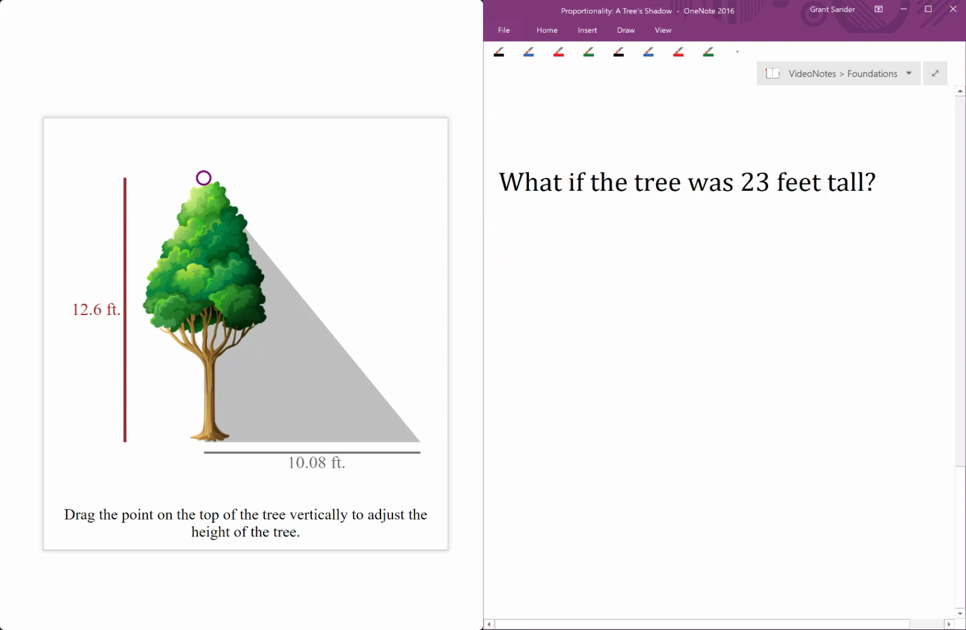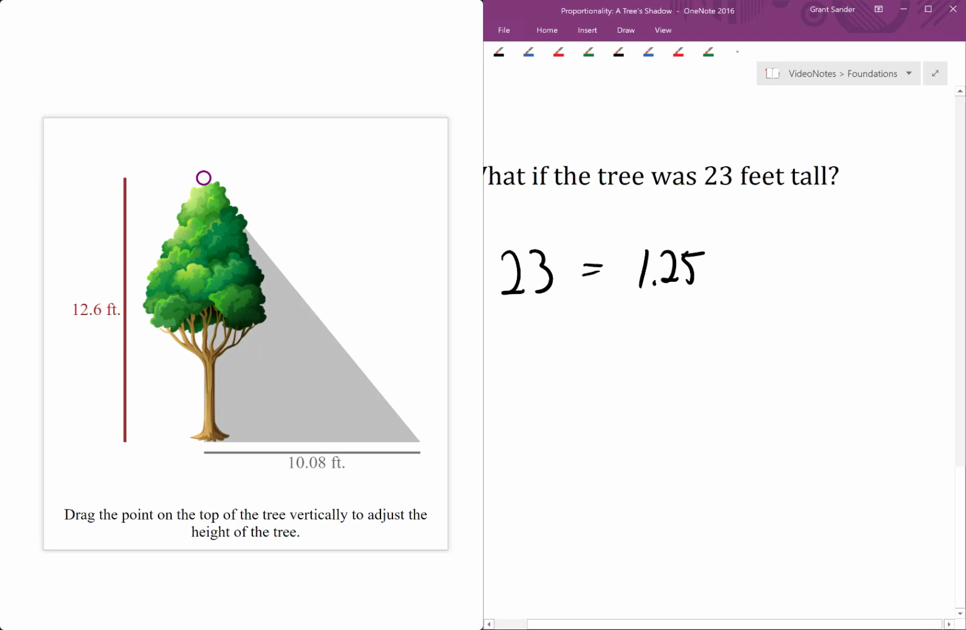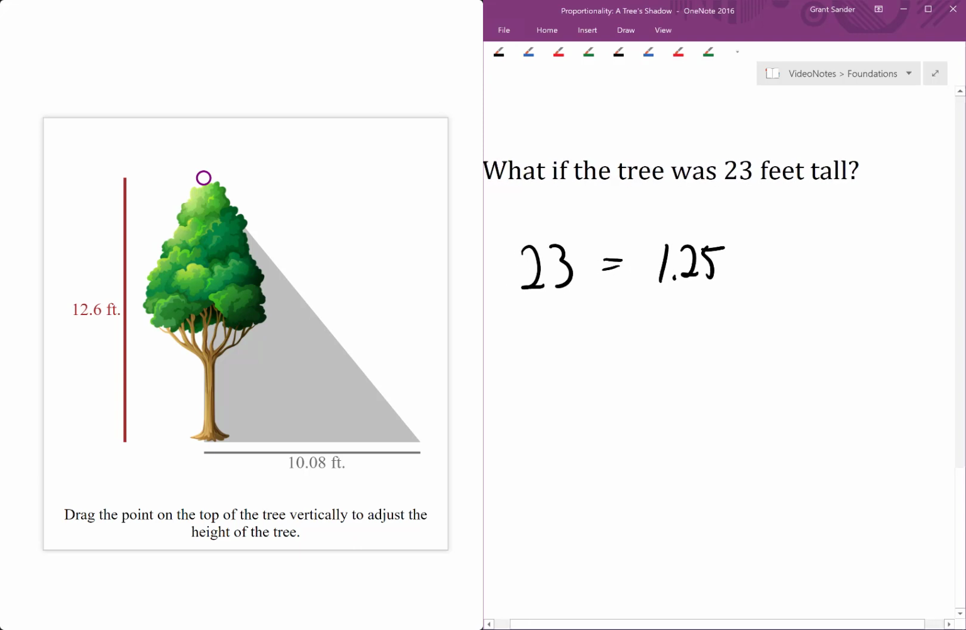On the other hand, what if the tree itself was 23 feet tall? Well, we can use a slightly different way of thinking about this. We know that the height of the tree in feet, which is 23, is 1.25 times as large as the length of the shadow. So that height of the tree, 23, is 1.25 times as large as the length of the shadow. I'll just write that as length, but I mean the length of the shadow in feet.